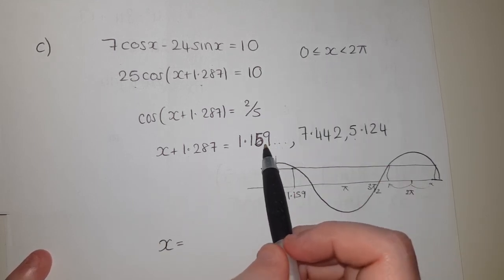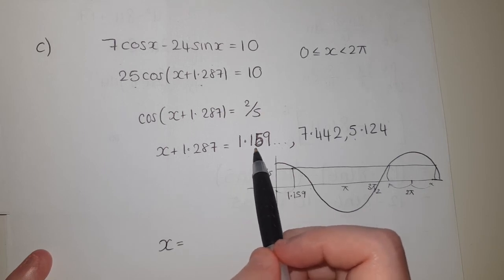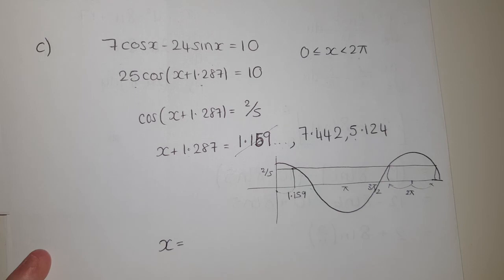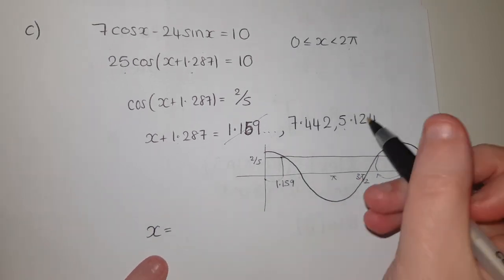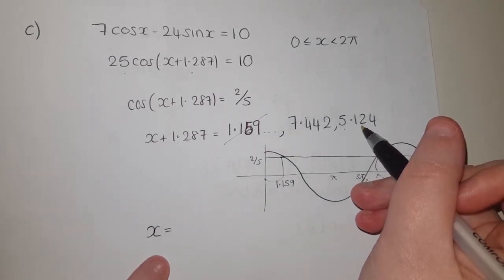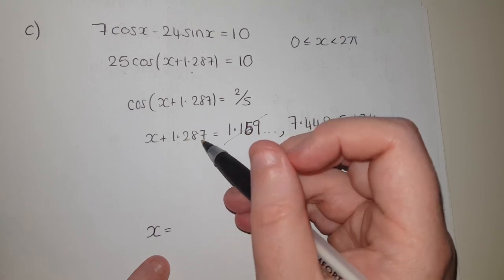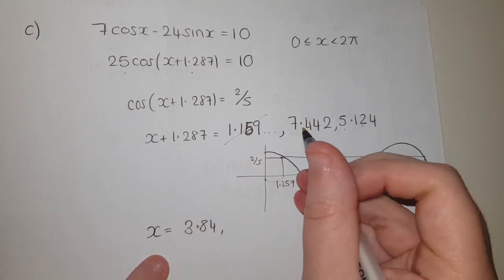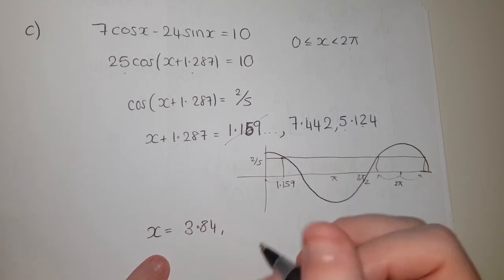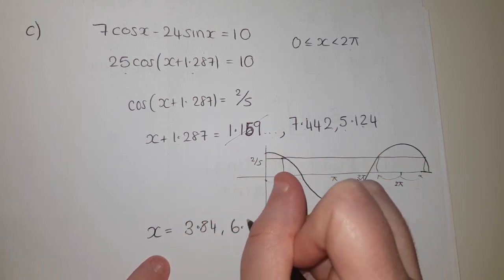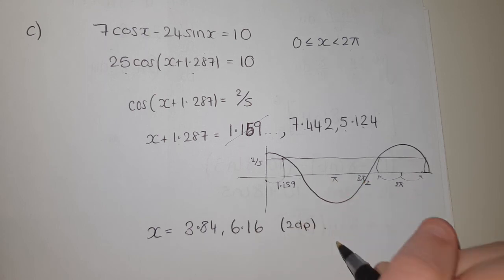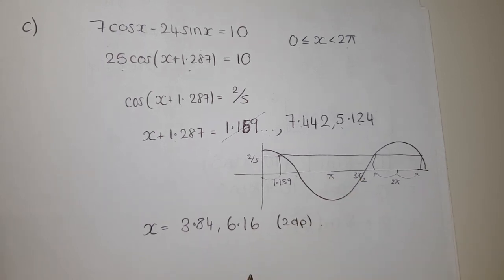Now, if I subtract 1.287 from here, I'm going to end up with a negative number, so it doesn't fall in the region. So this one we're just going to ignore. If I then do the smaller one first, 5.124, subtract 1.287, we're going to get 3.84. And if I do 7.442, subtract this, I'm going to end up with 6.16, both to 2 decimal places. Okay, and that's it. We've got our results.